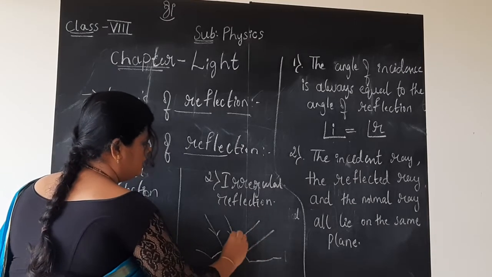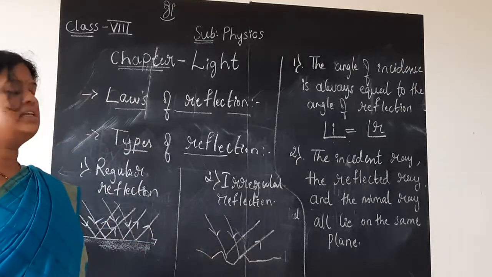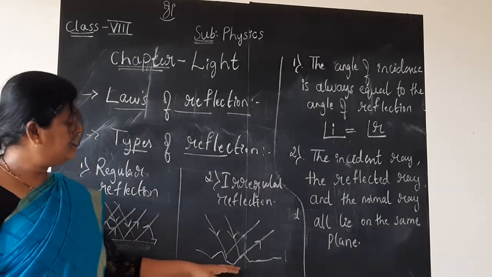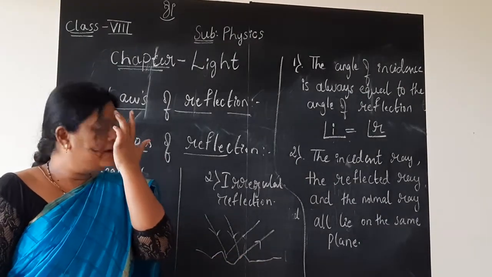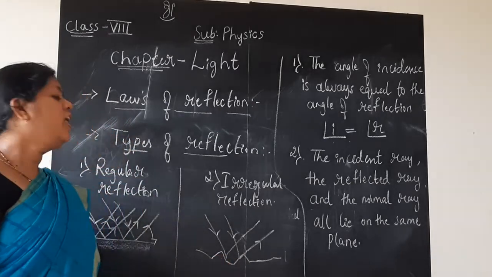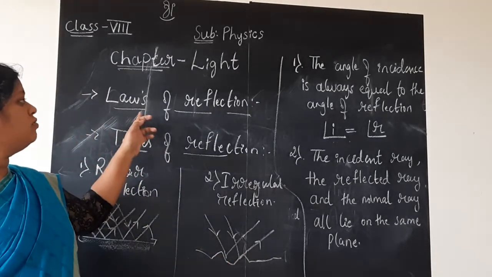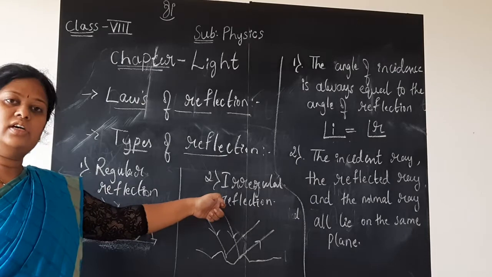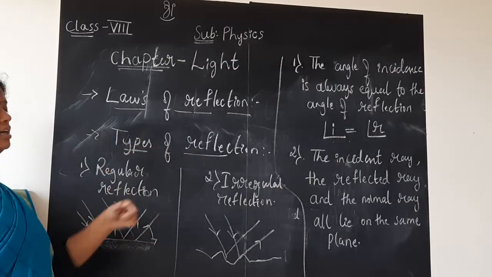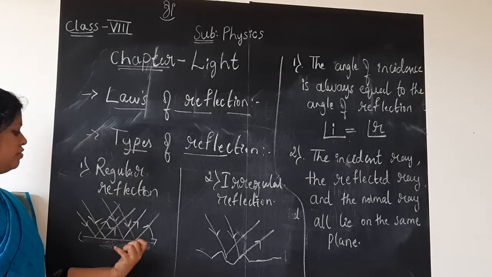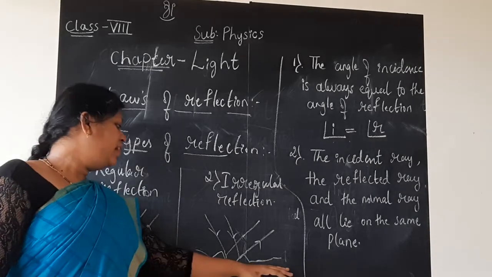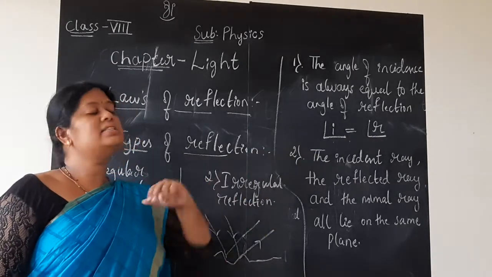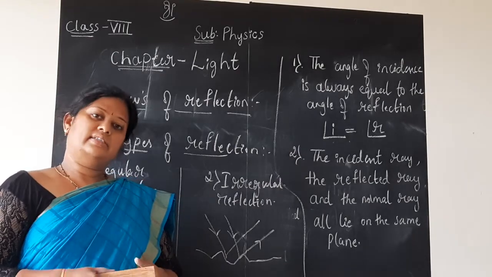See? Like this. This type of reflection is called the irregular reflection. The reflecting surface is not smooth or plane. After studying the laws of reflection, next is types of reflection. Regular reflection means the I is equal to R condition will be satisfied and the reflecting surface will be smooth. Whereas in case of irregular reflection, the reflecting surface is not smooth and the I is equal to R condition will not be satisfied.